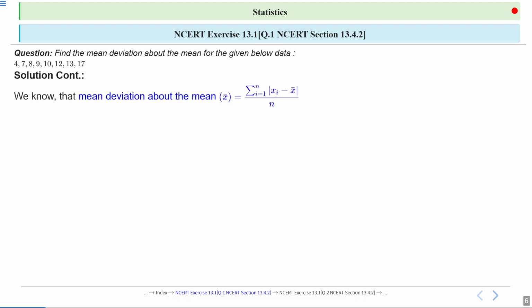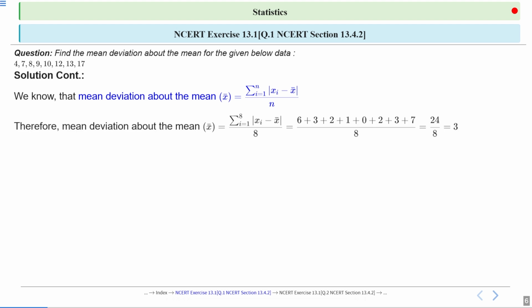So first, let's recall the formula for mean deviation about the mean. It is written as: mean deviation about the mean x bar is summation i equal to 1 to n, absolute value of xi minus x bar, divided by n.